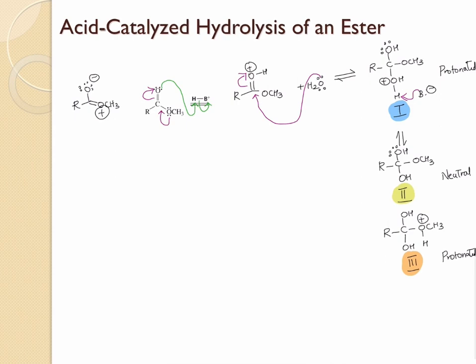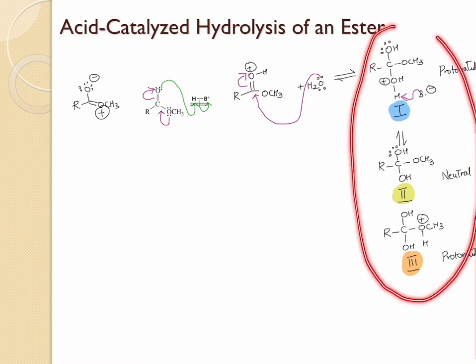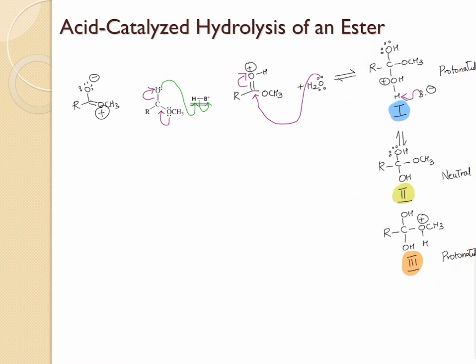The relative amounts of these three tetrahedral intermediates is going to depend on two things. One is the pH of the solution, and the other one is the pK of these tetrahedral intermediates. So first one is the pH, and the second one is the pK of these tetrahedral intermediates.